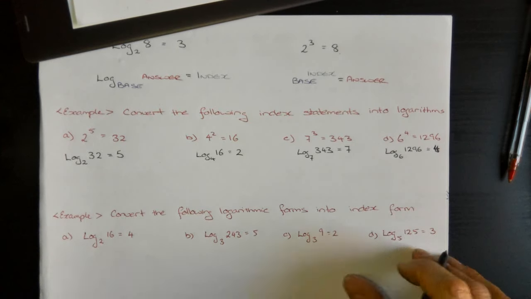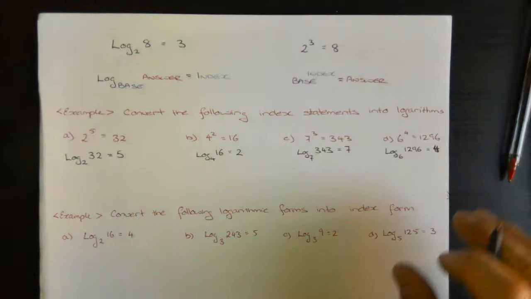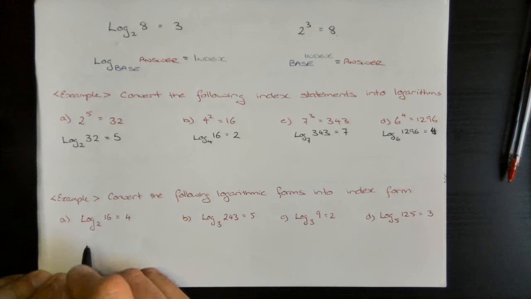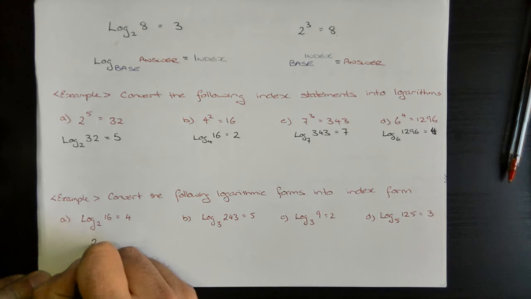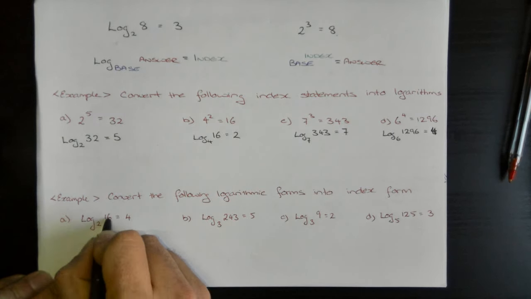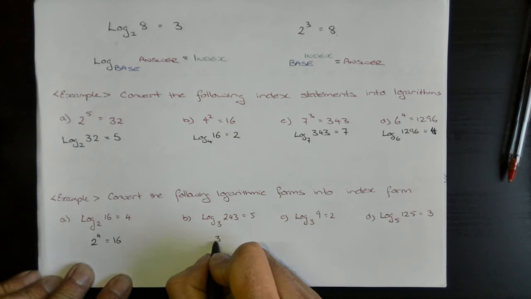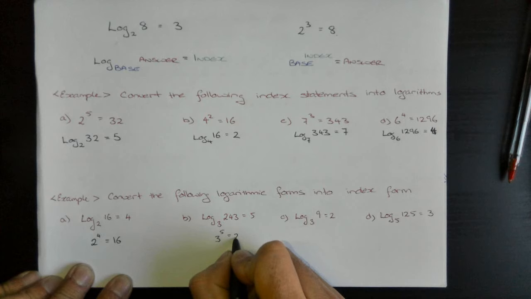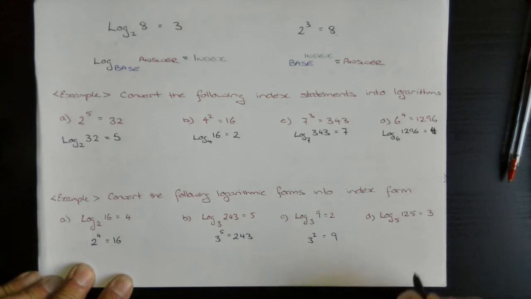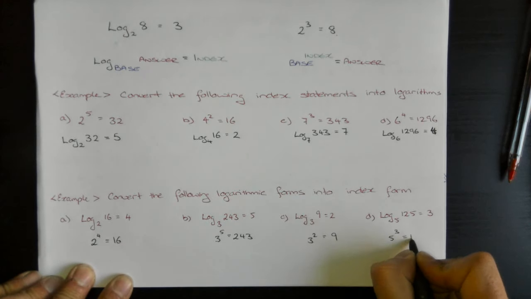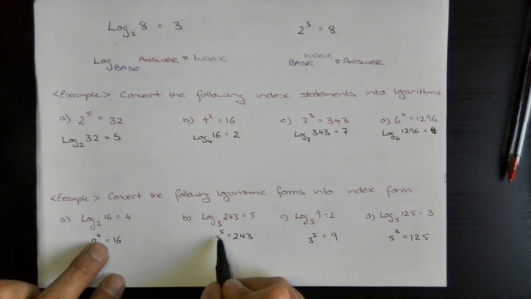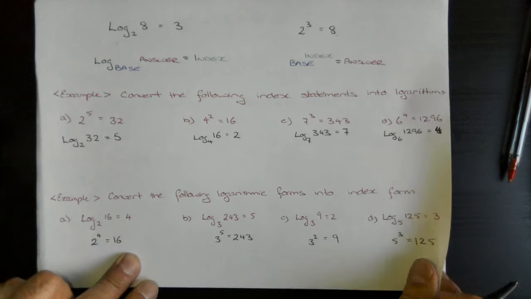Okay. So now let's convert these logarithms into index form. Okay, so the base is a small number, we keep that. It is equal to the index, so 2 to the power of 4 is equal to 16, the answer. So 3 to the power of 5 is 243. And 3 to the power of 2 we know is 9. And 5 to the power of 3 equals 125. Yeah, so the base, the index comes in, and the answer goes on the other side.